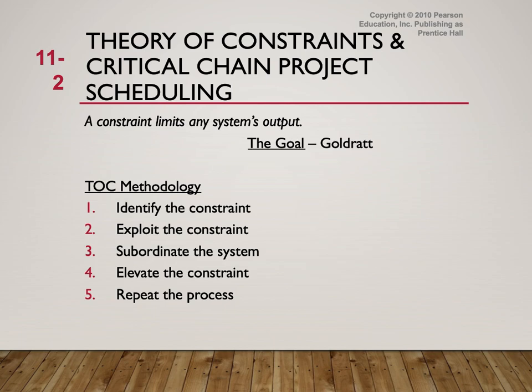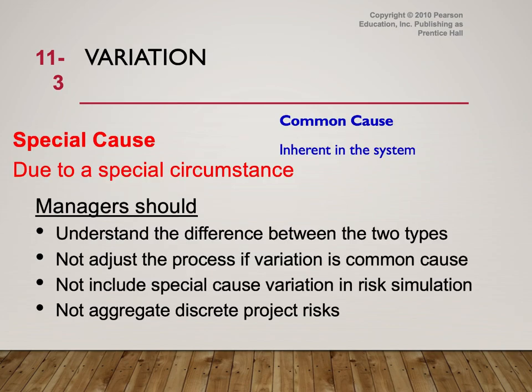Basically, in this chapter, we will try to take a look at how to identify it, exploit, subordinate, and evaluate, and also repeat the process. Okay, the constraint. So what causes it? Variation. There are certain special circumstances. Excuse me about that.